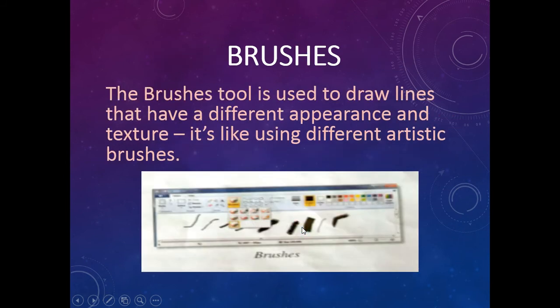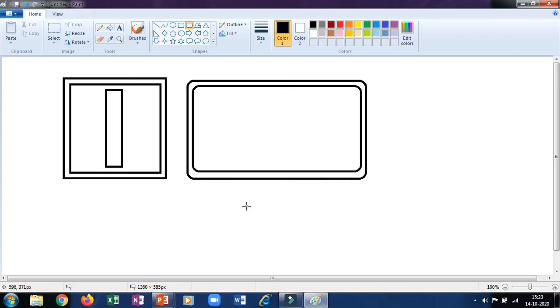Now here, brushes. The brushes tool is used to draw lines that have different appearance and textures. It's like using different artistic brushes. I'll show you, there are 9 different brushes, and how to use all of them. Now let us go with the practical.